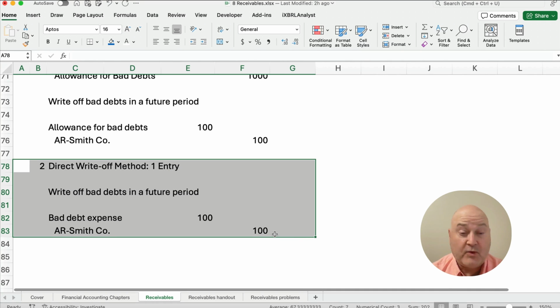On our next video, we're going to work a couple of examples so you can see how this works. But you need to have a good idea of where we're trying to go with bad debts with the allowance method and the direct write-off method. We've got several examples in our next video, so check the link below.